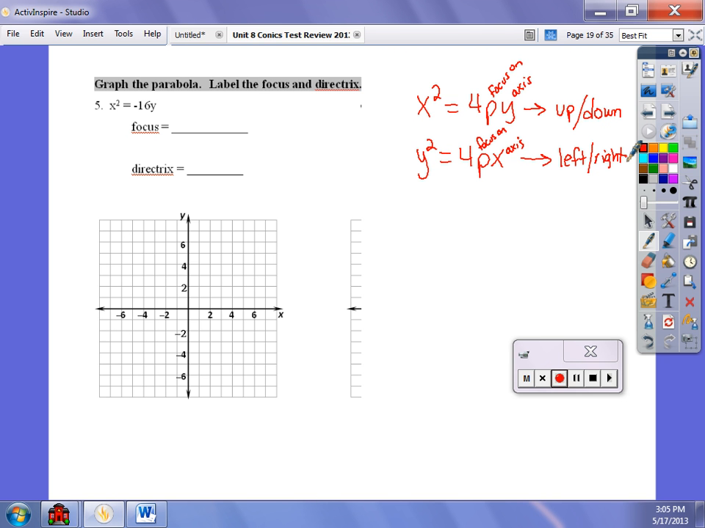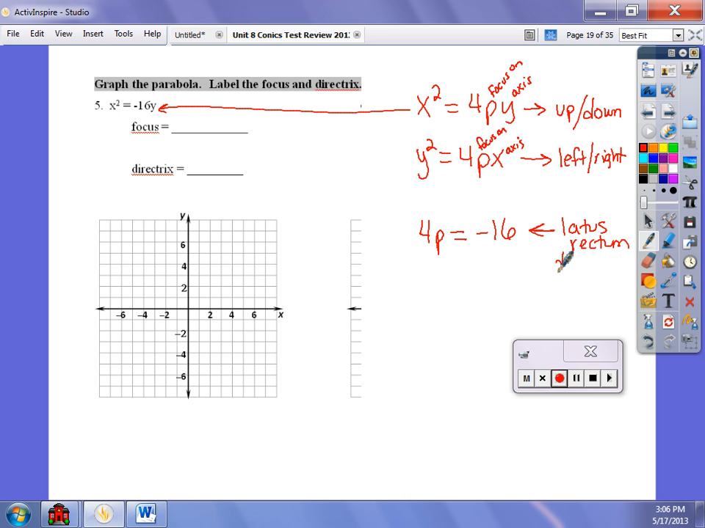Looking at our example, x squared equals negative 16y, that means that it is in line with this equation, which means that my focus will be on the y-axis. If you also look, our latus rectum is equal to 4p. Well, in this case, 4p is equal to negative 16. This is our latus rectum.